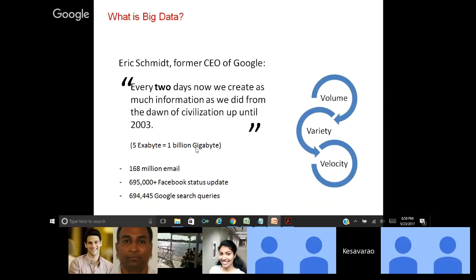These are some statistics. This is a little old information, but still it is true. It may be much beyond this. Every 2 days, we are generating more than 168 million emails, 695,000 Facebook updates, and Google search queries around 700. These are all a little old. I'm sure these are already into multi-millions, no doubt.